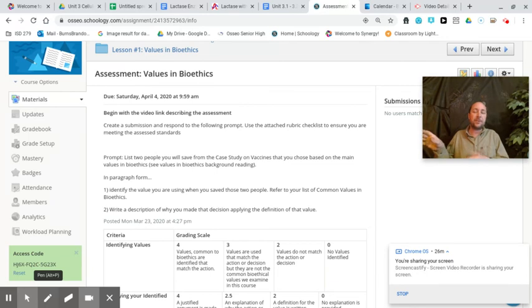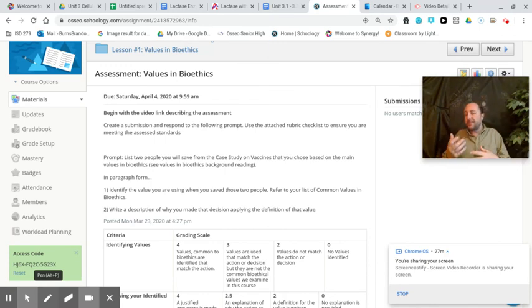If you had some people you saved and the value wasn't a main bioethical value, if it was something else, like I saved them because they're brother and sister, and I think family is the most important thing, that's fine. That's just not one of the main bioethical values we use. Don't use them. Pick two. They can't be the same person. You can't do the twins and just write one out. It's got to be two different people.